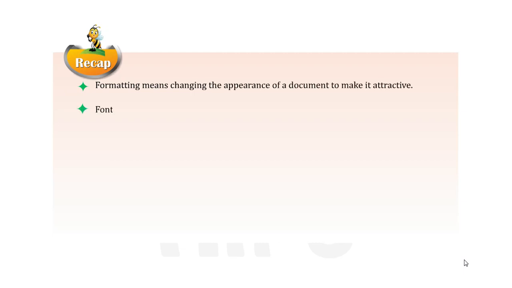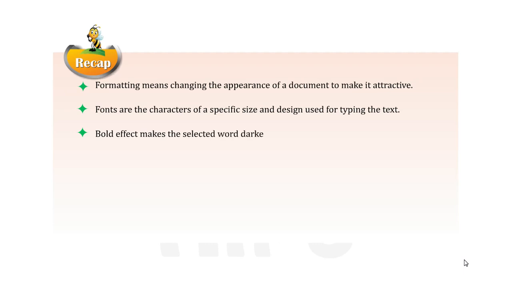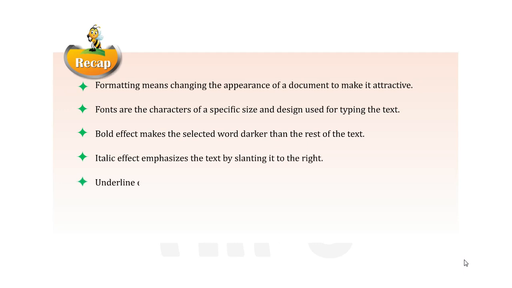Let us quickly glance through the key points discussed in this chapter. Formatting means changing the appearance of a document to make it attractive. Fonts are the characters of a specific size and design used for typing the text. Bold effect makes the selected word darker than the rest of the text. Italic effect emphasizes the text by slanting it to the right. Underline effect places a line under the selected text along with spaces.